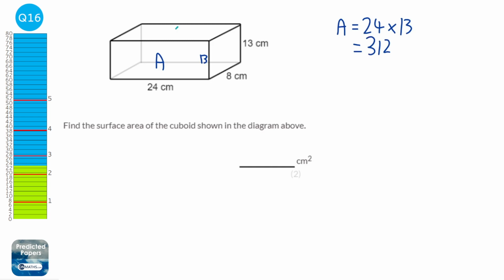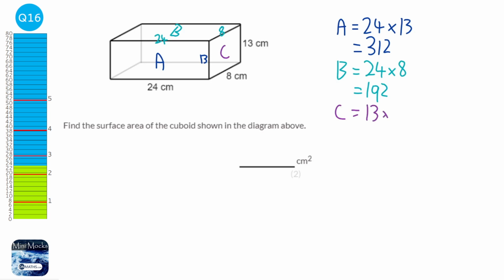Next we're going to do B, which is this one at the top, and it's 24 across and 8 is the length. So 24 times 8, which is 192. And finally C on this side here, which is going to be 13 times 8, which is 104.